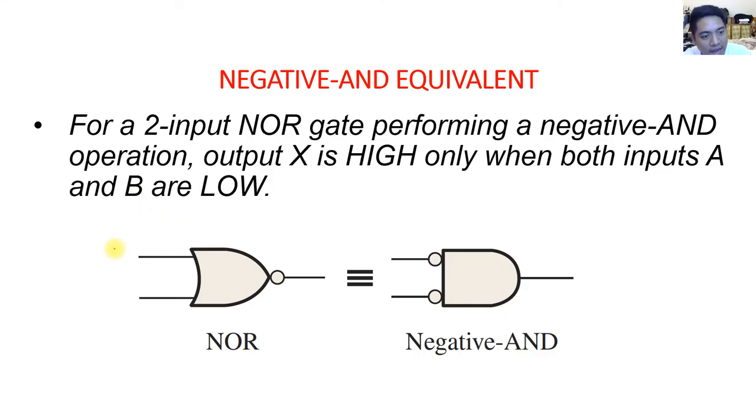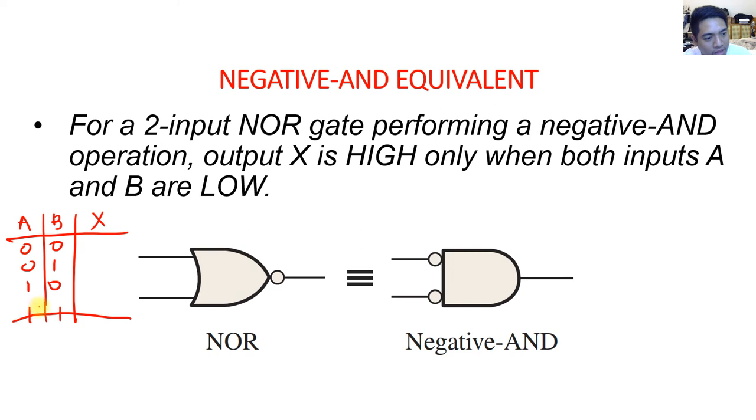Let me show you by having a simple example. Let's say you have inputs A and B, and an output of X. If you have 0, 0, 0, 1, 1, 0, and 1, 1, what will be the output X? We already know that for a NOR gate, the output will only be high if both inputs are low. So in this case, that would be 1, 0, 0, 0.